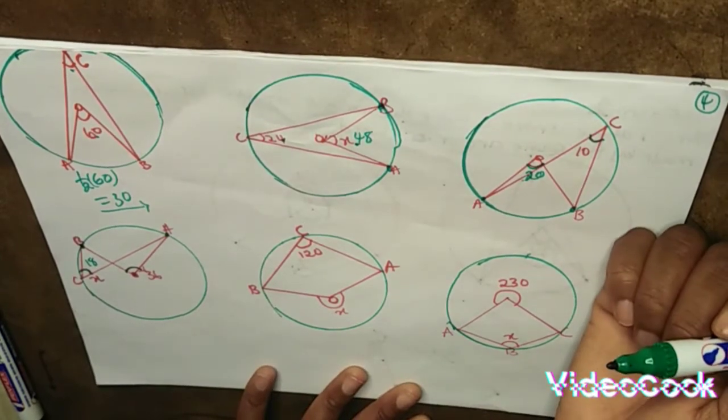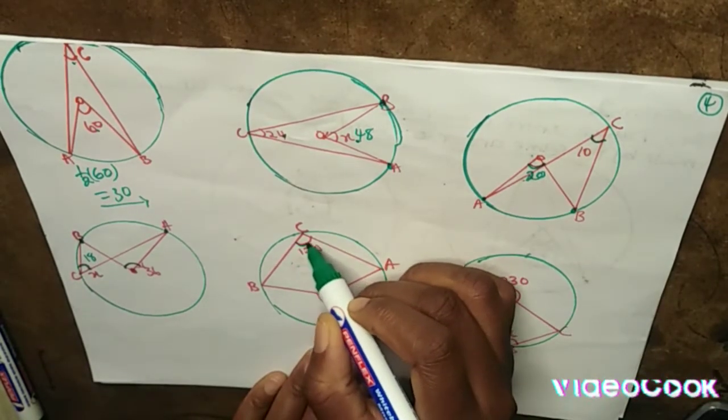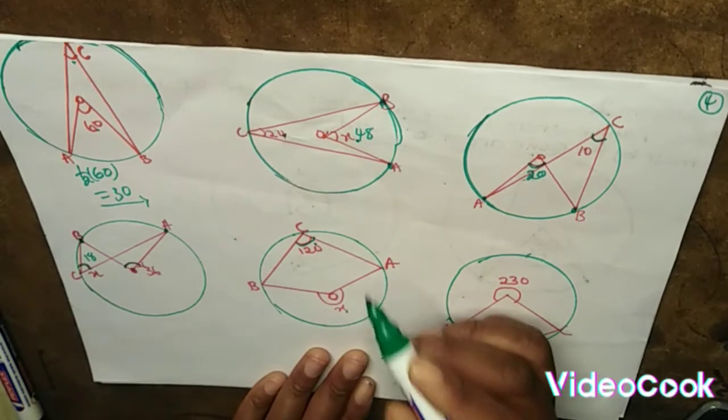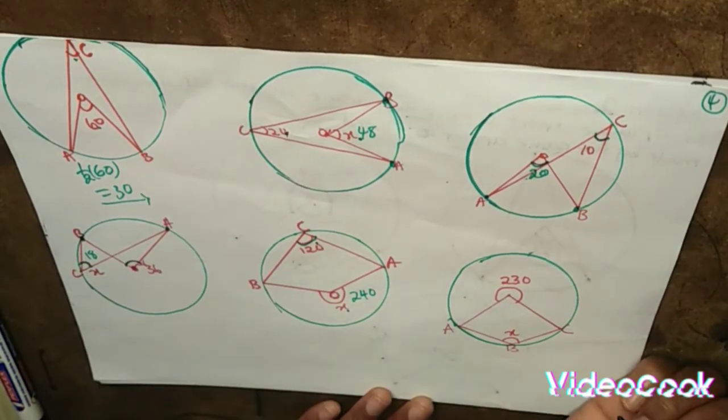What about this one? Yes, it's still the same thing. If this is 120, X is actually twice 120. 120 plus 120 is 240. That's what the theorem says, right?